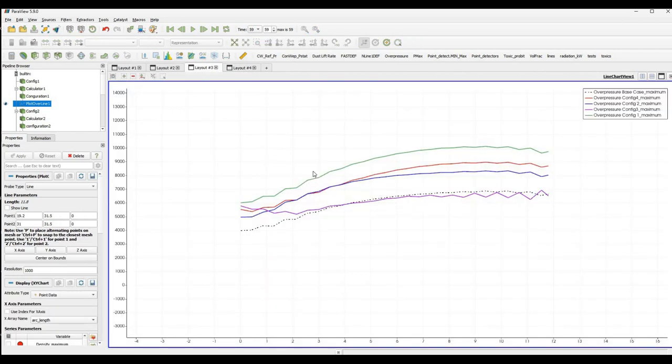Here are the 4 cases. The dotted black line is in fact the base case without any blast walls. The only one that's even marginally better is the configuration 3 with a blast wall wrapped around the shelter. The others are in fact worse. And even the one that is marginally better would not justify the cost for building such an expensive blast wall.